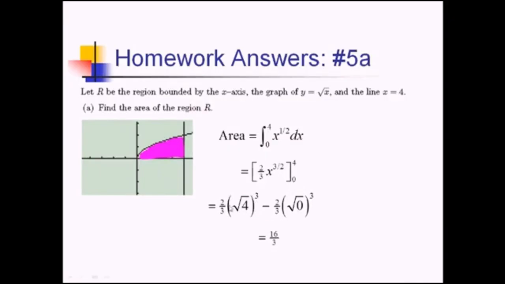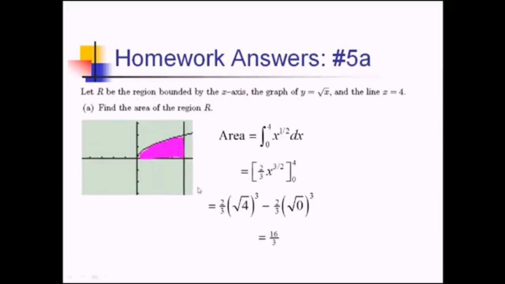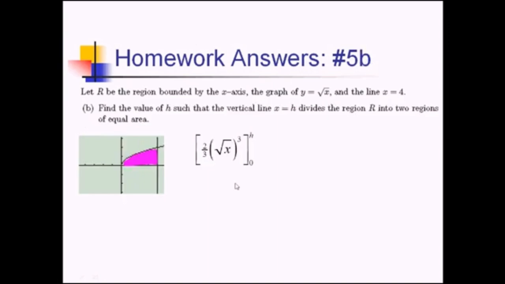So there's some h that when I take the integral from 0 to h of this function, it's going to give me half of 16/3, which is 8/3. So I'm just going to use this already anti-differentiated evaluation box from part A. I'm going to say that this 2/3 times square root of x cubed from 0 to h has to equal 8/3. And now I'm just going to solve this for h.